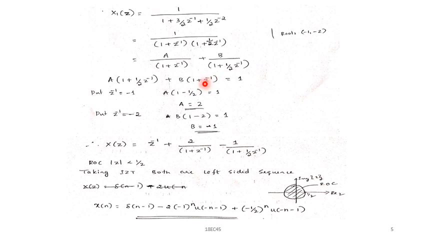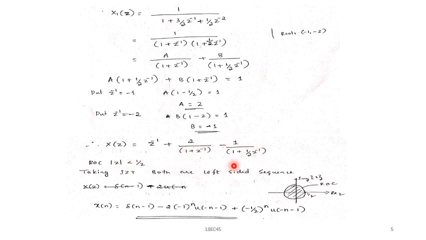With z inverse equal to minus 1, the second term will be 0. I'll get A into 1 minus 1 by 2 equal to 1. Therefore A is 2. Similarly, put z inverse equal to minus 2. Then the first term will be 0, and here I'll get B into 1 minus 2 is equal to 1, therefore B is equal to minus 1. Therefore my X of z equation is z inverse plus 2 divided by 1 plus z inverse minus 1 by 1 plus 1 by 2 z inverse.